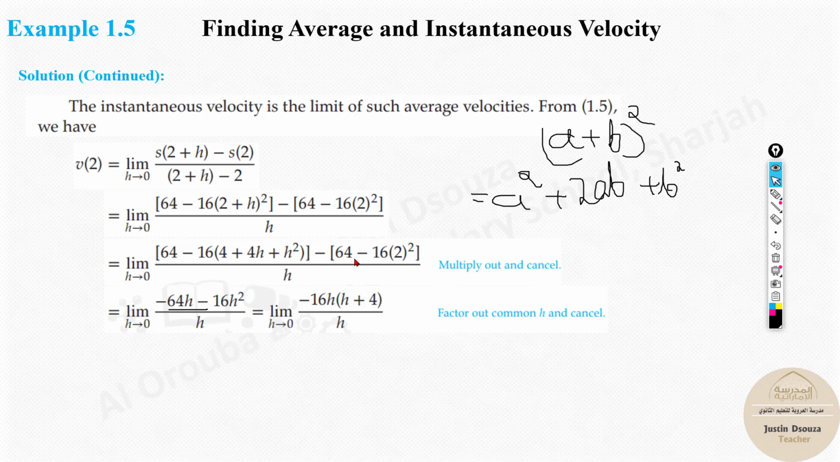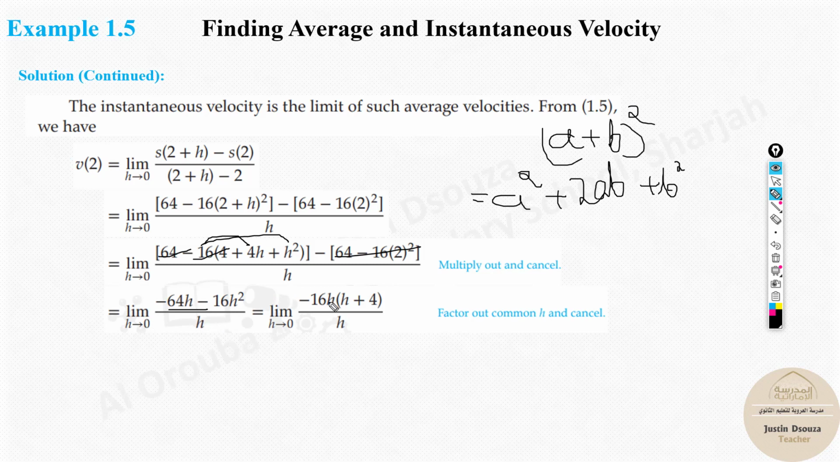And what about over here? Again, my 64 minus 64 is 0, so minus 0 this goes, so this is 0, this cancels. You're remaining with minus 64h and minus 16h square divided by h. Don't forget this. Now here you cannot substitute this limit as of now because it's divided by h.